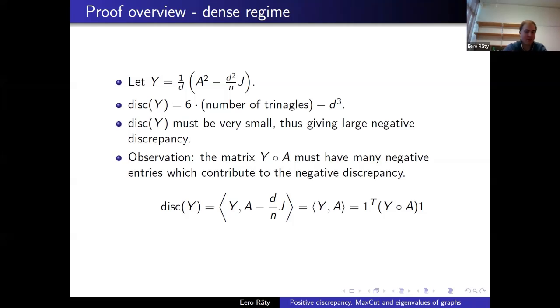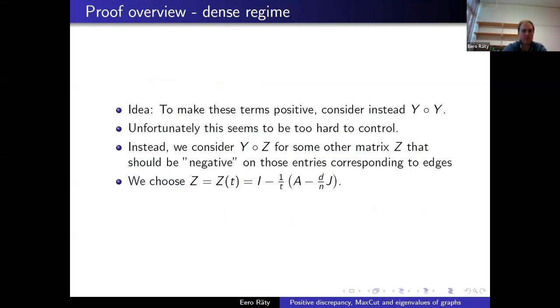But we would like to make them positive. One way to make them positive is to consider the Hadamard product of y with itself. A convenient property of a Hadamard product is that a Hadamard product of two positive semidefinite matrices is still positive semidefinite. Also, if they have diagonal entries at most 1, then the diagonal entries of the Hadamard product are also going to be at most 1. So this would be a great thing to consider.